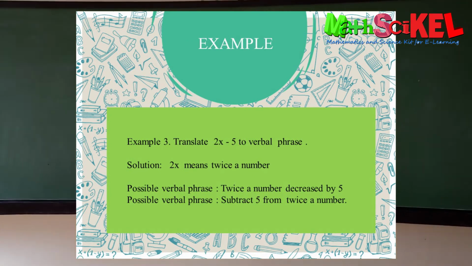Example number 3. Translate 2x minus 5 to a verbal phrase. Solution. 2x means twice a number. We have two possible verbal phrases. First is twice a number decreased by 5. And the second is subtract 5 from twice a number.